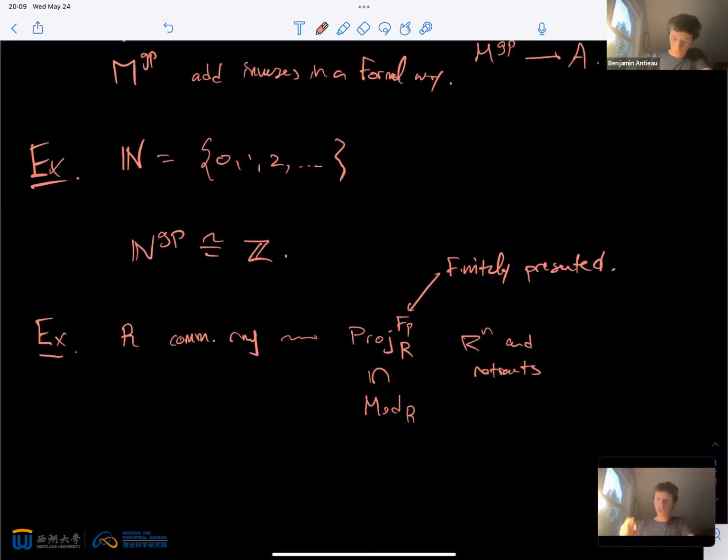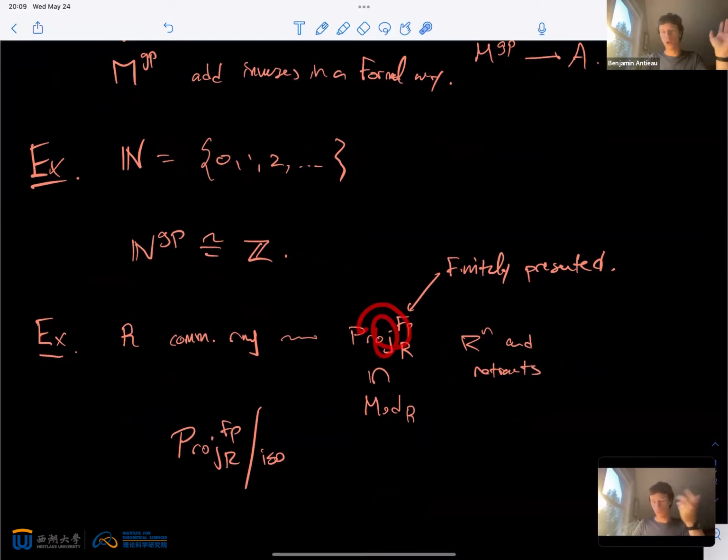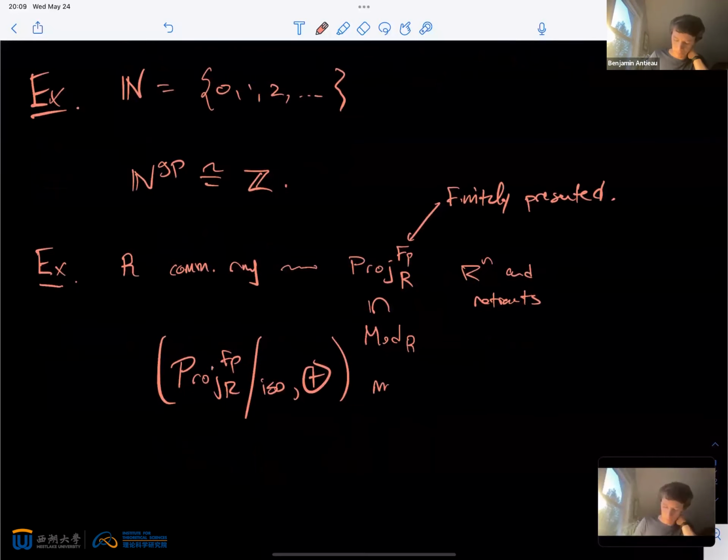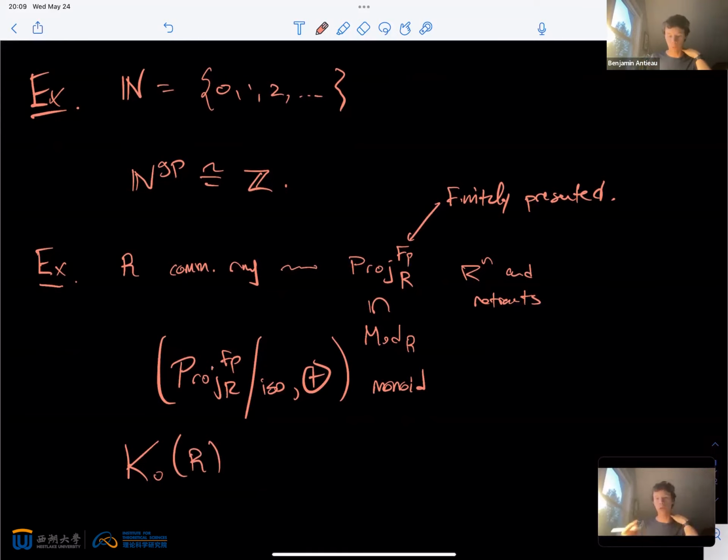And so what that does is that I get a monoid from R by taking proj R, finitely presented, modulo isomorphism. This is now a set, right? Because there's a small amount of these. So modding out by isomorphism produces a set, but direct sum preserves isomorphism. So this still has an operation on it called direct sum, and this is a monoid. And Grothendieck's definition of K0 of R is you take this monoid and you group complete it.